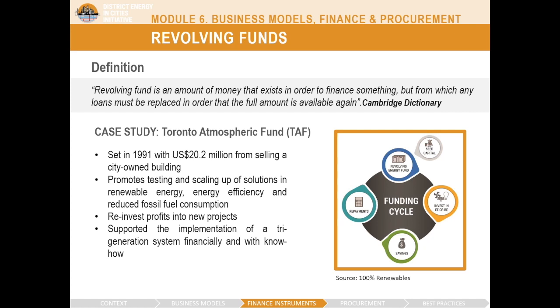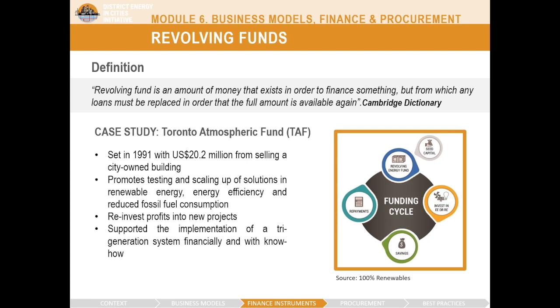TAF originally provided only grants, but a key barrier to scaling solutions lay in leveraging capital. Today, TAF provides grants and loans, undertakes special projects, and creates partnerships. TAF's assets generate around $1.3 million in revenue annually for grants and special projects. Today, project funding since inception has been about $26.3 million.